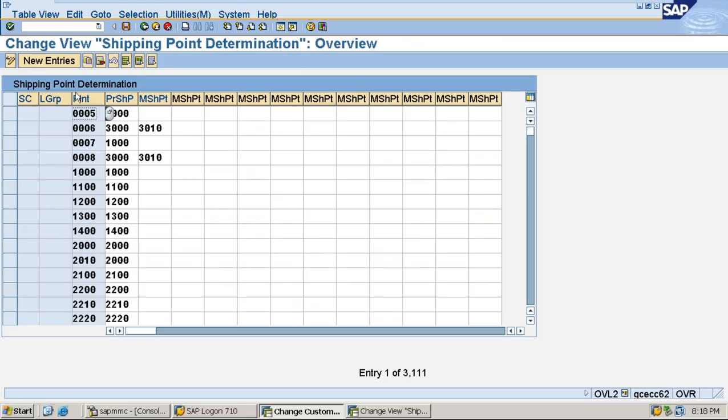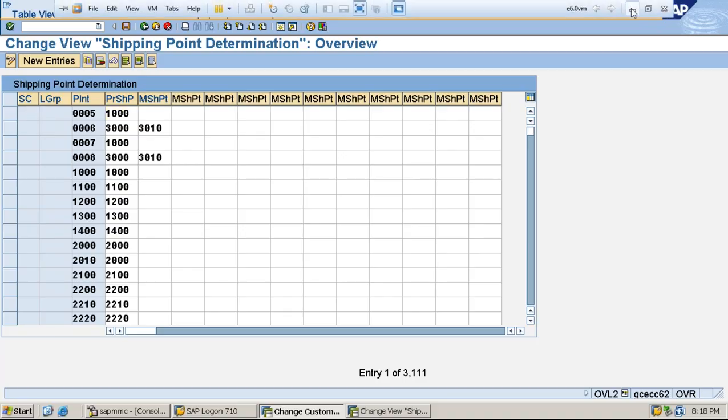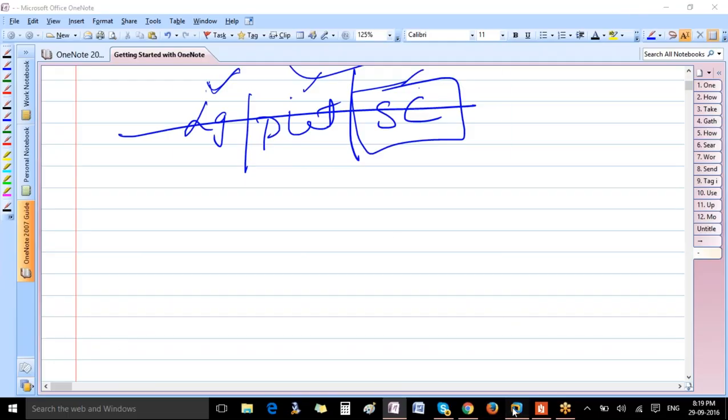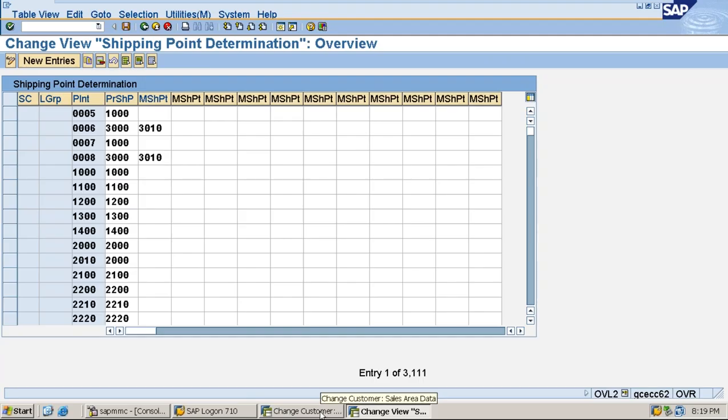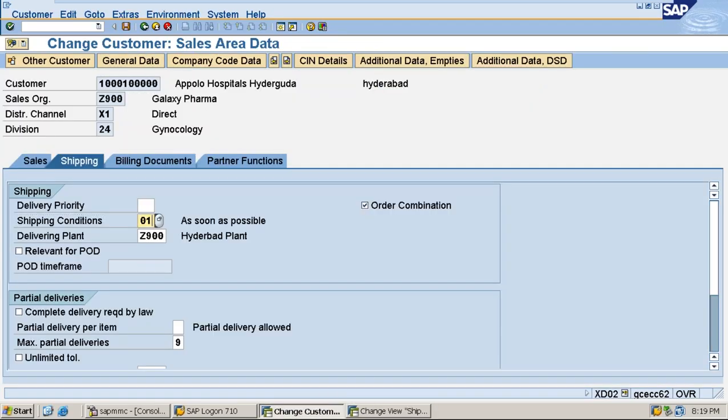SAP standard matter. So it is shipping condition, loading group, and plant, which will help us to determine a proposed shipping point. This is the default shipping point in the sales document. So shipping condition is one of the parameters which will influence what shipping point is determined. Okay. So it's one of the parameters. That's there in the customer master. For this customer, what shipping point is to be determined is influenced by this.